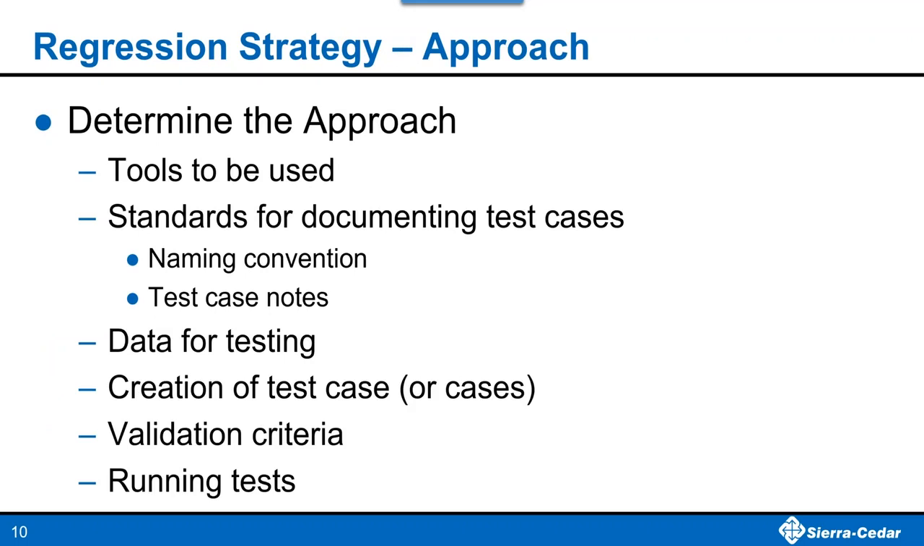So a regression test strategy approach needs to determine the approach, what tools are going to be used, and what standards for test cases. Very important to have naming conventions and notes that are part of those tests, so that those that come after us can follow it and be able to understand exactly what we were trying to do.